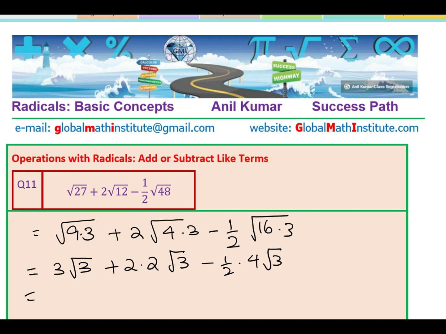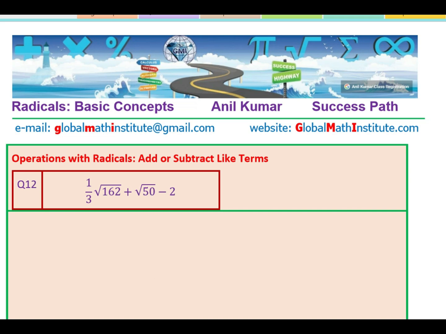Perfect. And all these terms can now be combined. We have 3 square root 3 plus 4 square root 3 minus 2 square root 3. That is half of 4, right? And so we have 3 plus 4, 7 minus 2, 5. So 5 square root 3 is our answer.